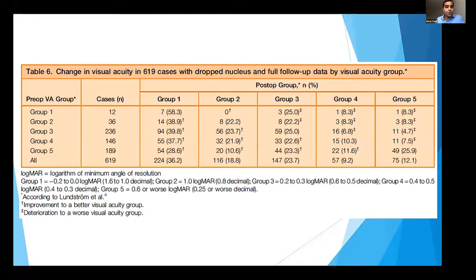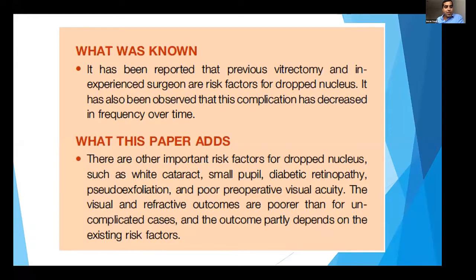So just in summary, I'll repeat this box. This is where the authors suggest what was known before. We knew before that previous vitrectomy and inexperienced surgeons are risk factors for drop nucleus. What they feel they've added is that with this data set, they were more certain about the risk factors for drop nucleus, such as white cataract, small pupil, type A retinopathy, PXE, and poor preoperative visual acuity, and of course, they've shown that the visual and refractive outcomes are poorer than for uncomplicated cases. So in summary, that's what the paper showed.